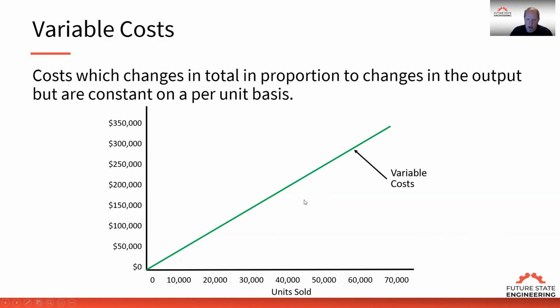So the best example here is if we buy materials that go into our product, then as I produce more and more units, the total cost of material purchase goes up. Or tooling costs can act in this manner. The more I use the machines to produce product that are going to ship out the door, the higher the tooling cost.